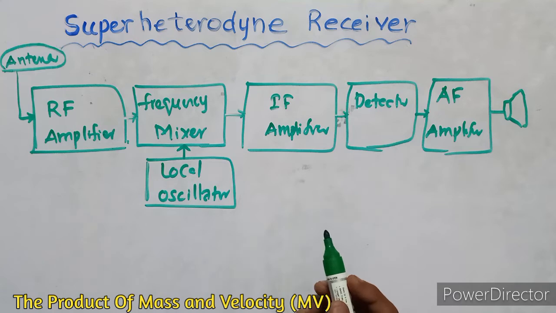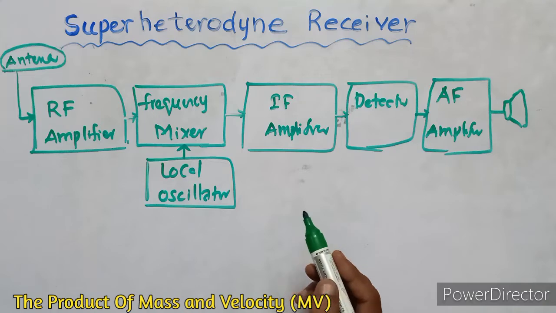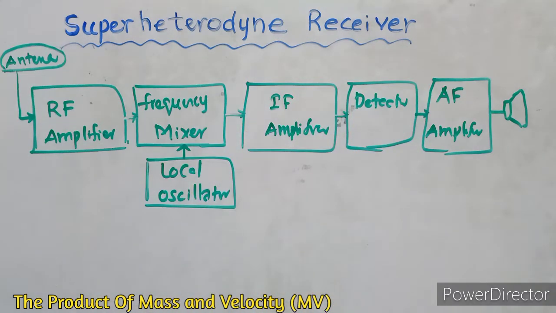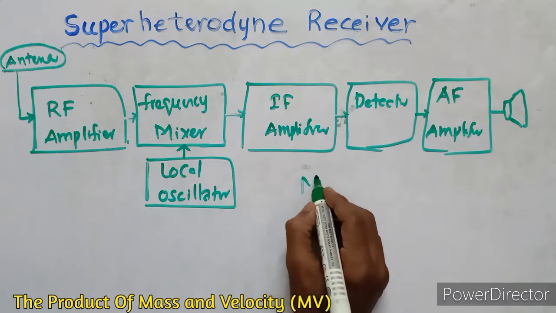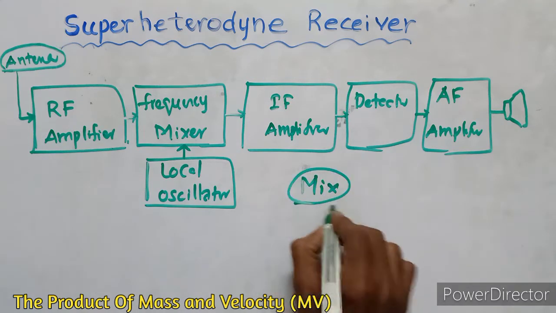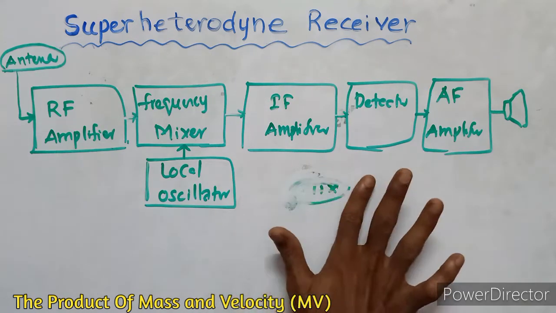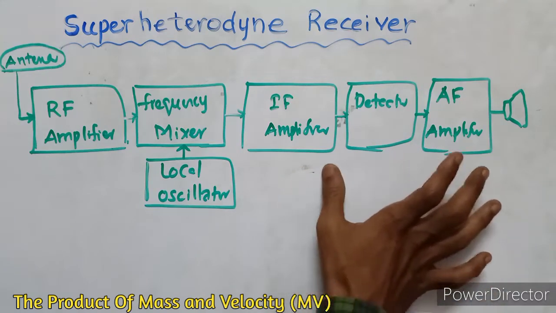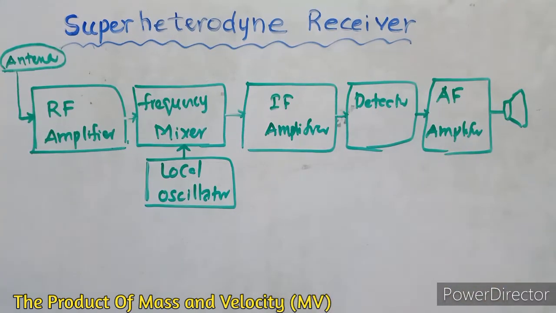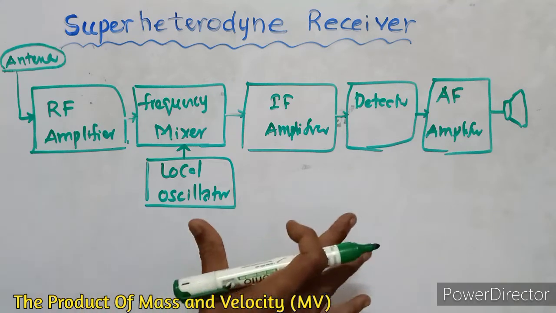Superheterodyne receiver. The superheterodyne receiver means supersonic heterodyne. The word heterodyne means mix, a mix of some frequencies. So the superheterodyne receiver means a mix of some frequencies. The heterodyne means to mix. The meaning of superheterodyne is supersonic heterodyne.